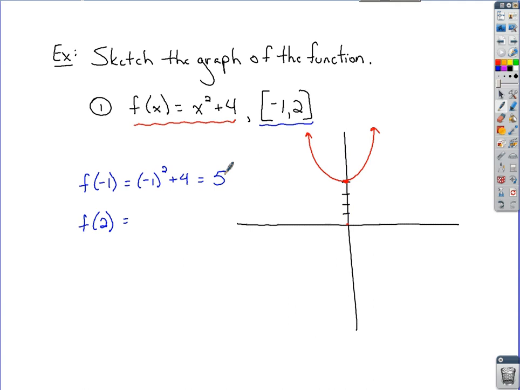I know one of my key points will be right here at -1, 5. So if I highlight that point in the graph, knowing that it's going to be included because of the bracket, there's that point, right? Other key point, if I take 2 and plug in, it's going to be 2 squared plus 4. So that's going to be 8. If I highlight that key point on the graph, again included because of the brackets, there's that guy. If we want everything between -1 and 2, that's everything right in here.